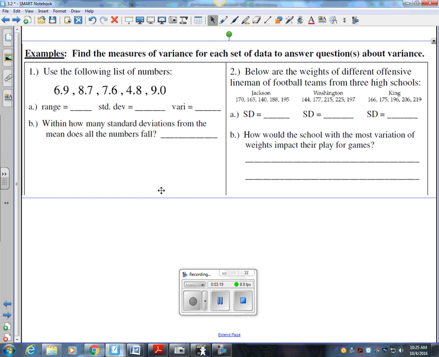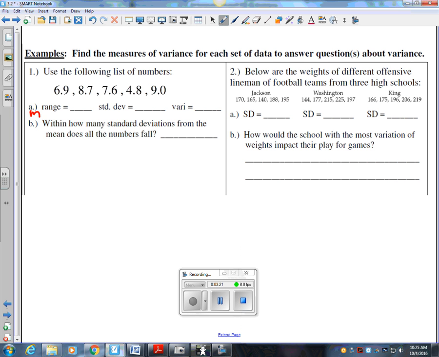So the range is the max minus the min. So I would write that down, at least on this first example. So the range is max minus min. So we got the max to be what? What's the max? 9 minus 4.8, and that gives you 4.2. Okay, so that's the range.